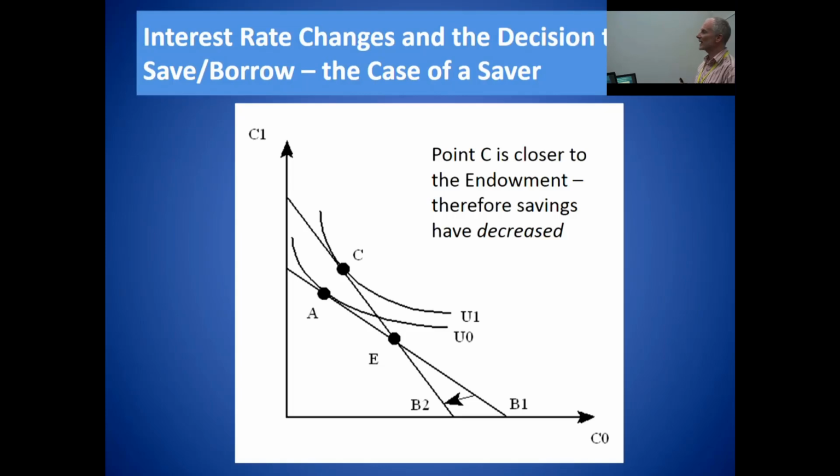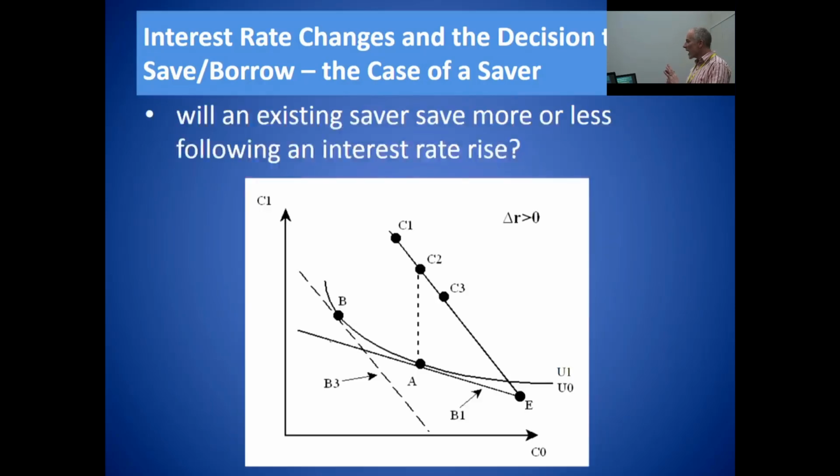Now, whilst I said that the case of a saver was straightforward, in some instances, this saver will always remain a saver. This saver will always be better off. Now, what I'm showing you here is a scenario where the saver is saving less. However, that is not guaranteed. This is quite a complicated diagram. This is where the handout comes into play.